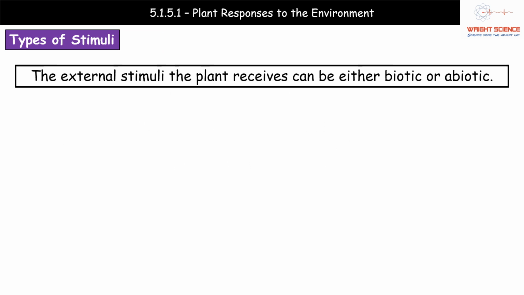So first thing we need to understand then are the different types of stimuli that plants might encounter. And the external stimuli that a plant might encounter would be either biotic or abiotic. And hopefully those words are familiar to us from our GCSE. So biotic are generally those living factors and abiotic are the non-living factors, if we remember.